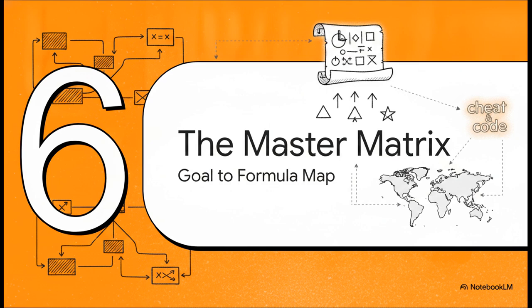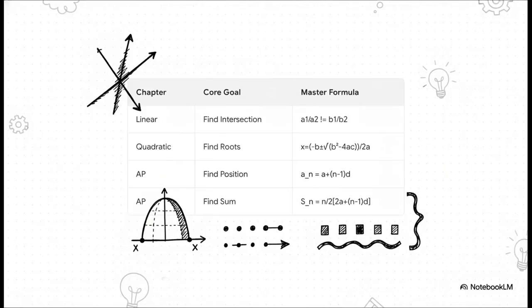Section 6, the Master Formula Matrix. All right, let's bring all these distinct tools, from linear systems to cheat codes, together into one single cohesive map. Take a mental screenshot of this matrix right now, because it perfectly aligns your mathematical goal with the exact tool you need to solve it. Trying to find where 2 lines cross? You're in linear territory. Need the roots of a parabola? Grab that quadratic formula. Searching for a specific position or the total sum of a pattern? Pull your AP formulas. In math, half the battle is really just knowing which tool to actually pull out of the box.